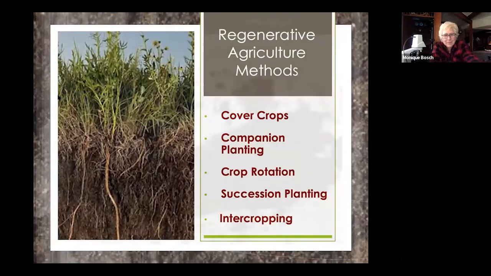Bear with me here. Okay, so are you seeing the regenerative ag principles, the cover crops, companion planting? Excellent. So we're wrapping up. We have a question from Jay.